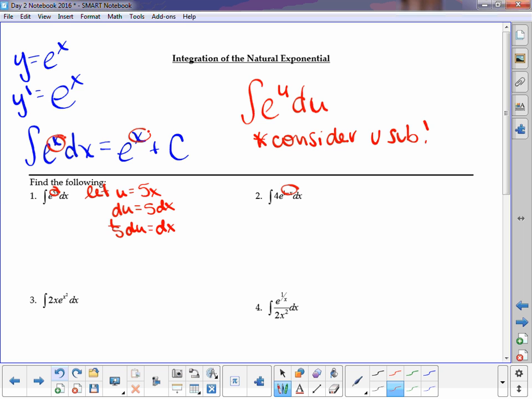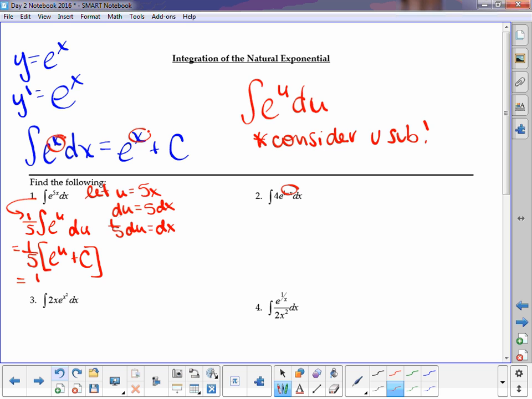Good. All right, so let's go ahead and rewrite this in terms of u. So I have, instead of e to the 5x, e to the u. And instead of dx, I have 1/5 du. I'm going to keep that 1/5 out in front. Questions on what happened there? Okay. So we have our 1/5. What's the antiderivative of e to the u? E to the u. Technically, we have a plus c, right?